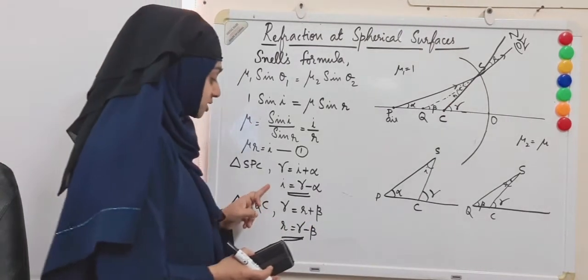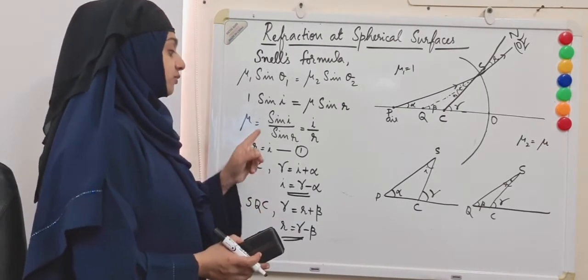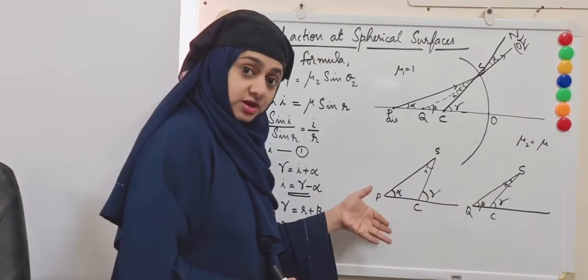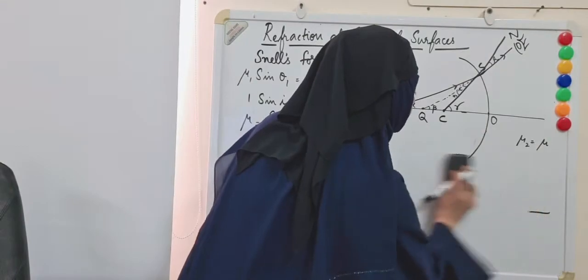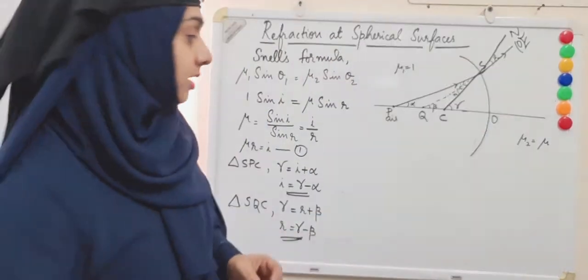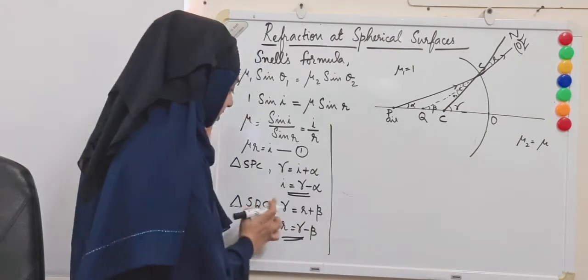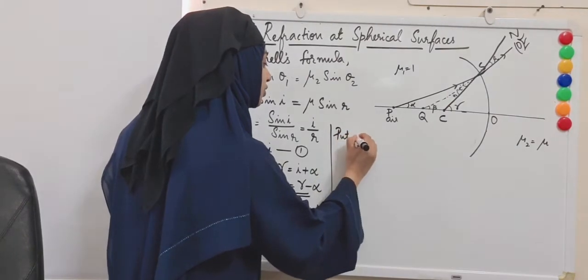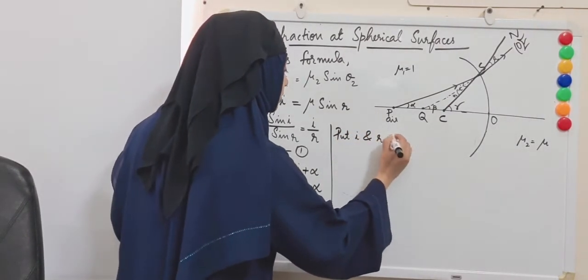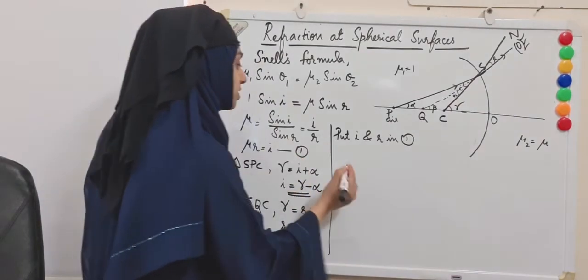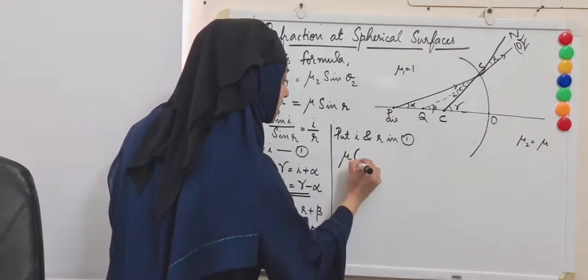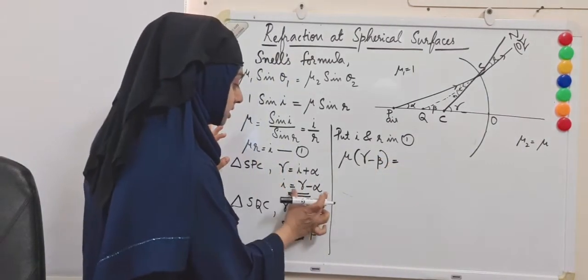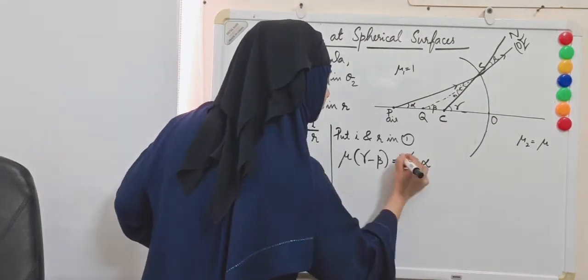So I got an expression for I and R, which I will be substituting in equation 1. I hope these two considerations of triangles are clear to you. Let me rub them. And now let me put I and R in equation 1. So put the expressions for I and R in equation 1. The equation 1 will become mu times (gamma minus beta) is equal to I, which is gamma minus alpha.